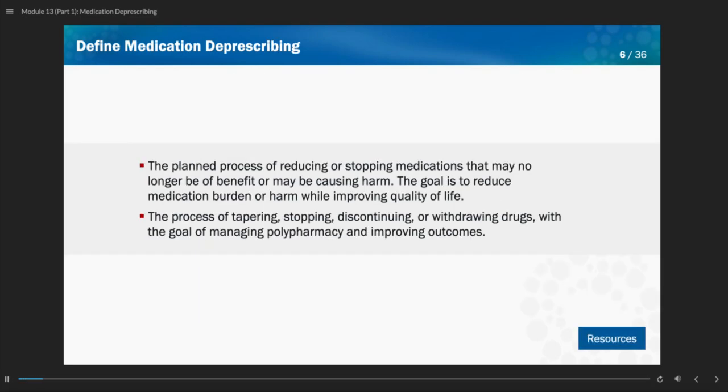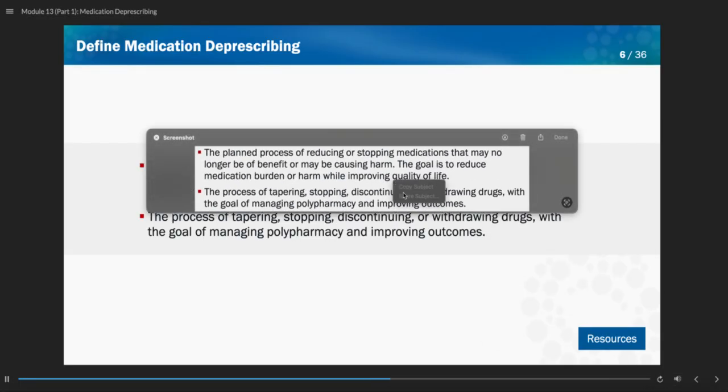Let's begin with our first objective by defining medication deprescribing. You can see on the slide today, medication deprescribing has been defined as the planned process of reducing or stopping medications that may no longer be of benefit or may be causing harm. The goal of medication deprescribing is to reduce medication burden or harm while improving life.